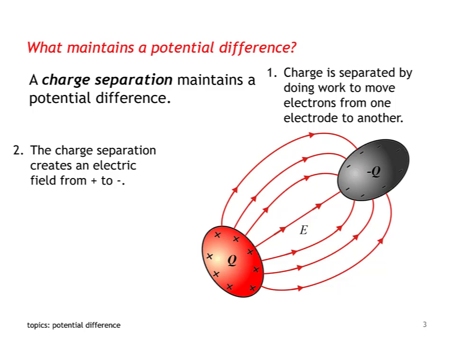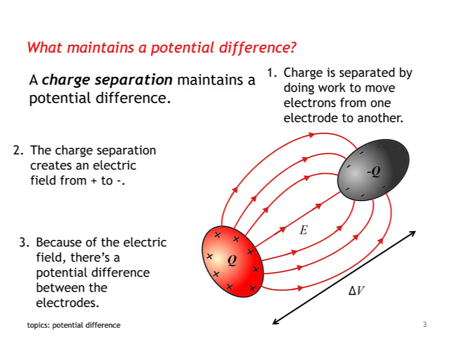The separation of charges creates an electric field between the positive and negative charges. As you know, an electric field leaves positive charges and enters negative charges. So the electric field between the electrodes is what causes a difference in potential between those electrodes. And once we have a difference in potential, we have a voltage.